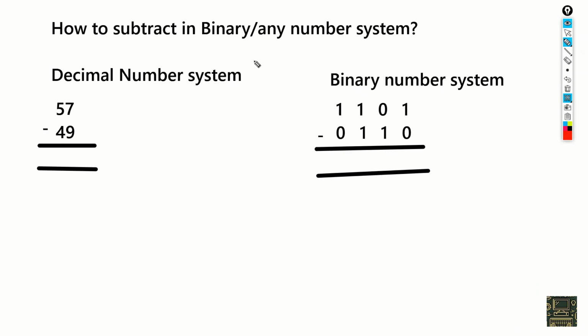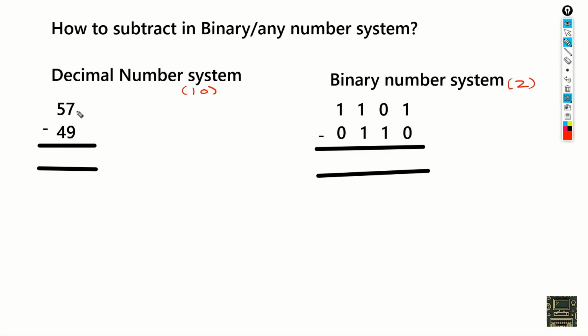Now let us see how to subtract in any number system. First we will examine the decimal number system. We know that decimal number system has a base value 10 and the binary number system has a base value 2. So these are the two numbers. I want to subtract 49 from 57 in decimal number system. All of you are aware of how we subtract these two.